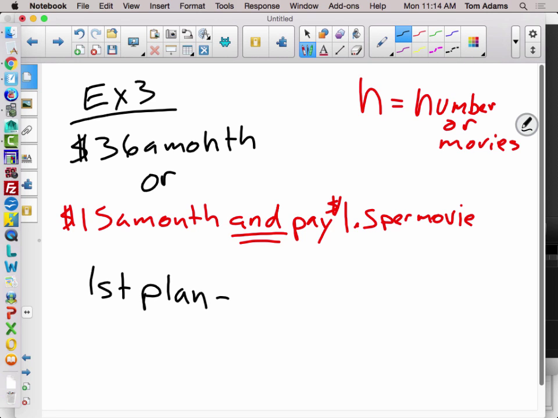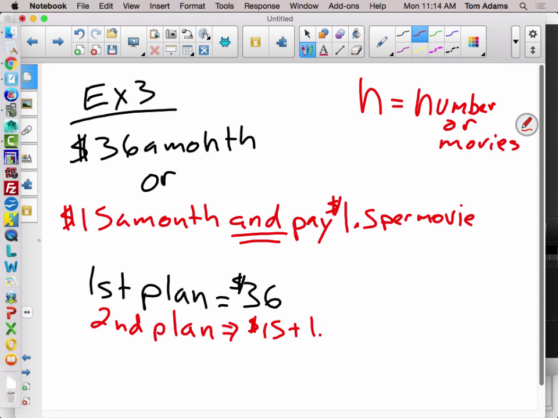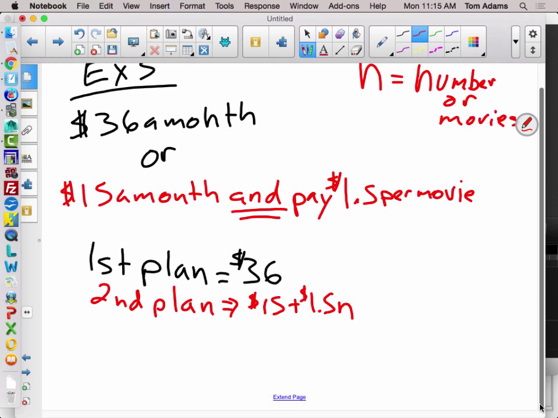So the first plan, $36. Second plan, mathematically, it's $15 plus $1.5 times the number of movies, right? All right, so now when I read it, it will become a little clearer. It says, how many movies must you rent in a month for the first plan to cost less than the second plan? So what they're really asking us is this question.